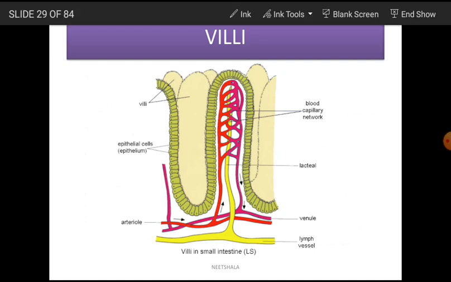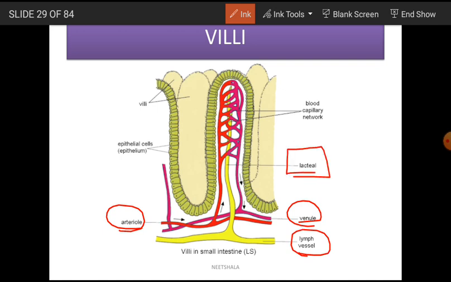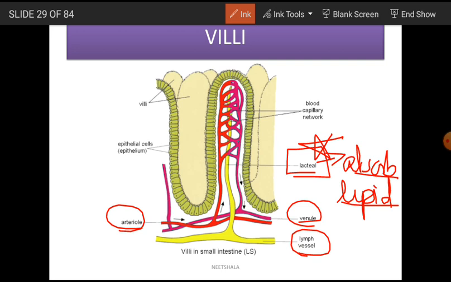आपको देख सकते हैं in the crypts, you have very well developed vascular tissue, which consists of veins, arteries, and lymph vessels. Among the lymph vessels, there is one large lymph vessel which is known as lacteal. So lacteal is a very large lymph vessel which is present in the villi. And the main function of this lacteal is to absorb fat or absorb lipid. This is the major function of lacteal. So this is very important. Lacteal is very, very important. In addition to the normal vascular tissue, there is one large lymph vessel which is known as lacteal, which helps in the absorption of lipid molecules. And these finger-like projections, jo yahan pe aap dekh sakte hai, they are known as villi.